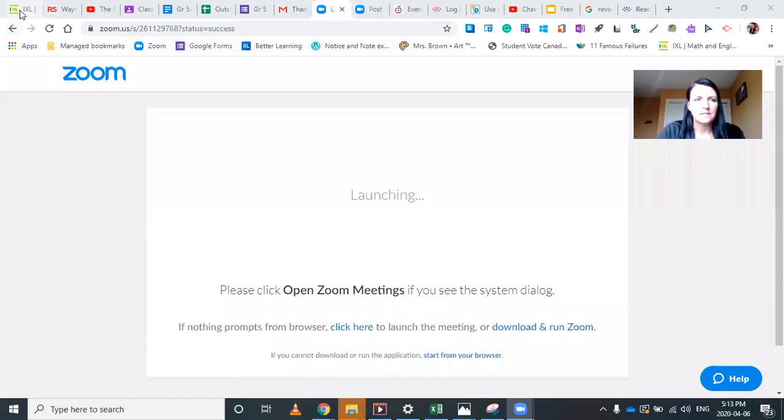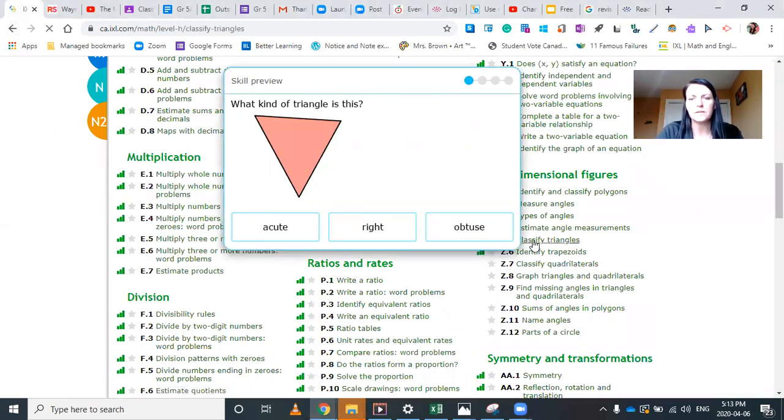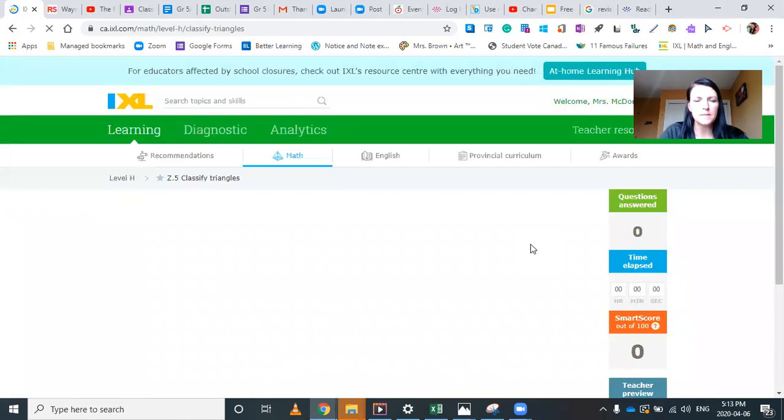Doing IXL Z5 and 6 today. Let's have a look at it. All right, Z5, classifying triangles. We're doing 2D figures at the moment, this section.